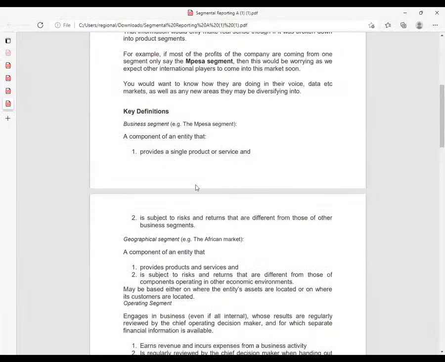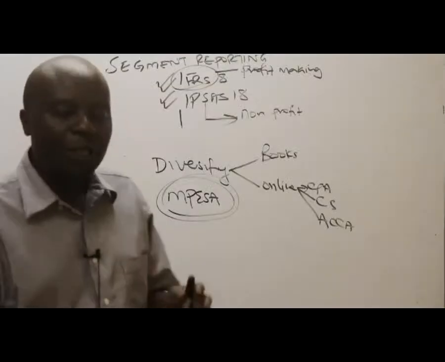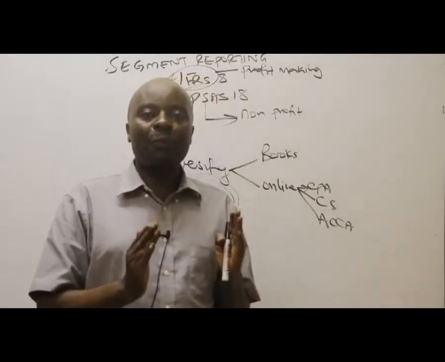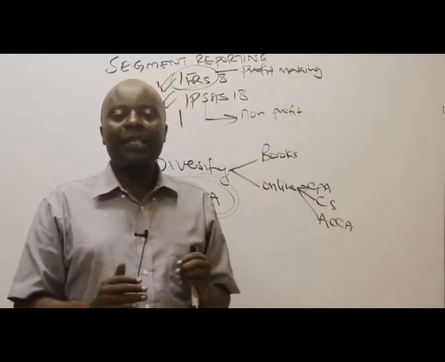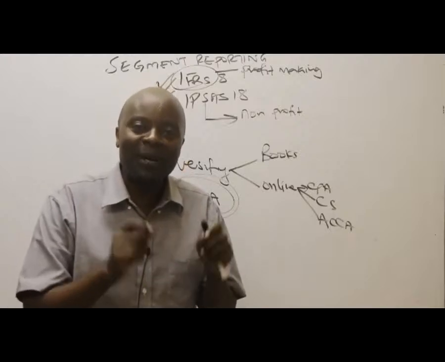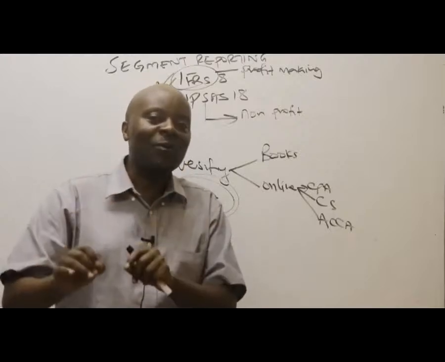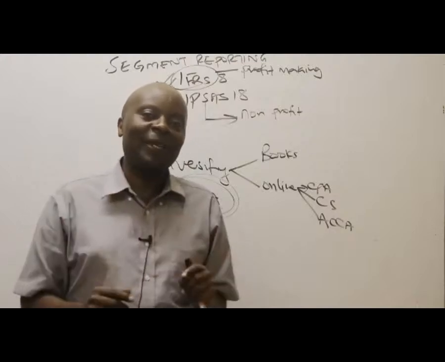Key definitions. Business segment, like now the M-Pesa segment: a component of an entity that provides a single product or service and is subject to risks and returns that are different from those of other business segments. Ladies and gentlemen, a business segment basically is like a department that is able to stand on its own. Like now we have an M-Pesa department, right? The risks which are affecting the M-Pesa department will not be the same risks, of course, affecting what here? The voice department, the calling department, right?